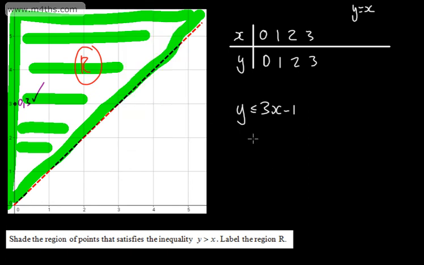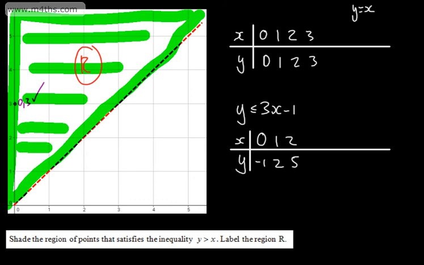So if we looked at this now, if we started with values of x and we substituted in and put values of y, if x is 0, 3 lots of 0 is 0, minus 1 would give us negative 1. If x was 1, 3 lots of 1 is 3, minus 1 is 2. If x was 2, that's going to give me 3 lots of 2, which is 6, minus 1, which is 5.